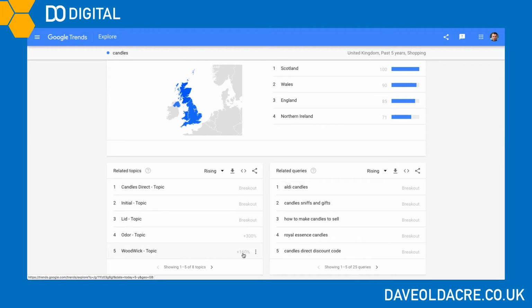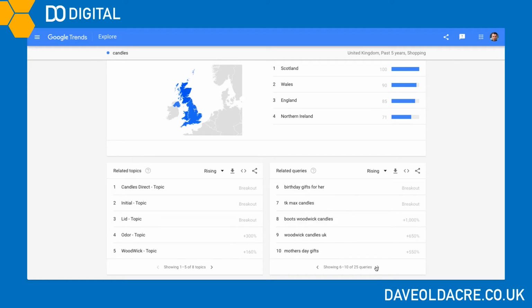And we can see there's a strong increase in the interest in that topic as well. On the right is specific search queries that people are looking for, not just topics. So people are looking for candles from Aldi, they're looking for information on how to make and sell candles.